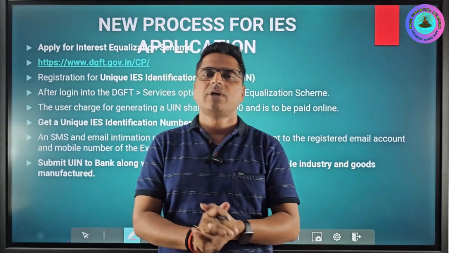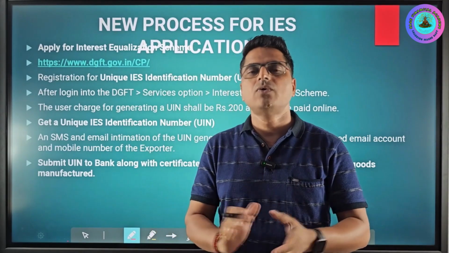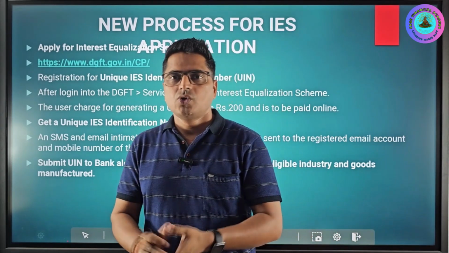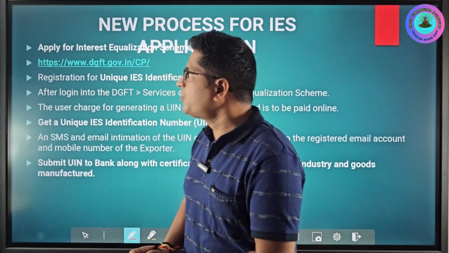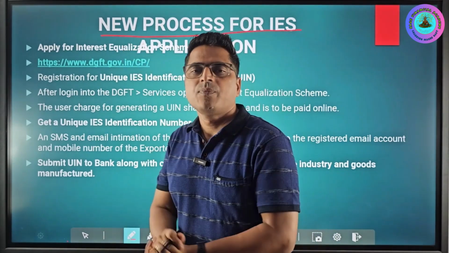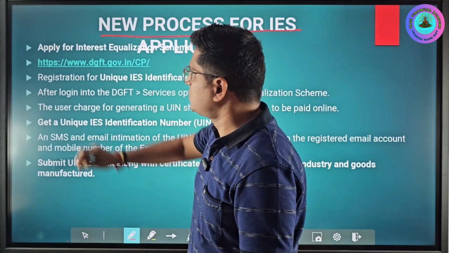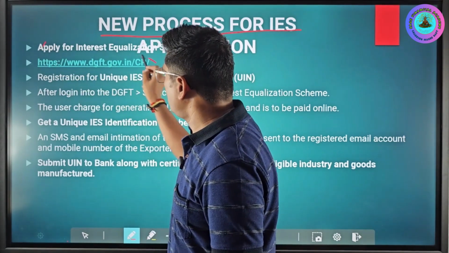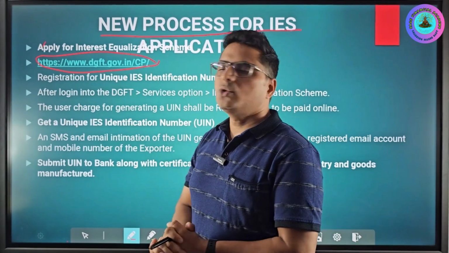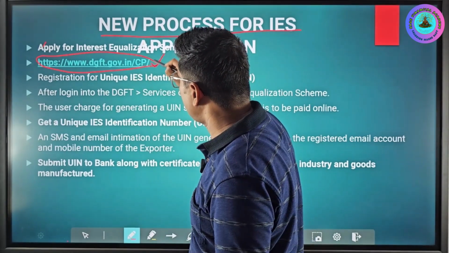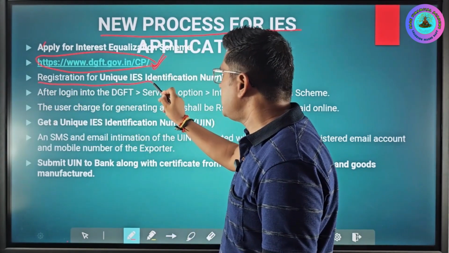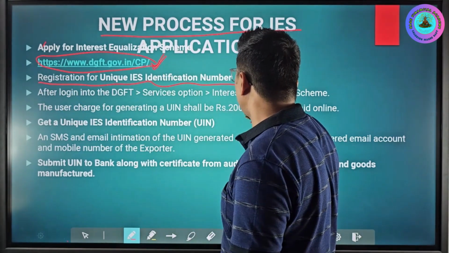If you have certain eligibility and feel you are eligible to get benefit under the interest equalization scheme, you must know about the process. What is the process of registration or applying for the interest equalization scheme? First of all, you need to refer to the DGFT site. You need to visit the DGFT site, and this is the URL. And the registration is for the unique IC identification number, which is called UIN.